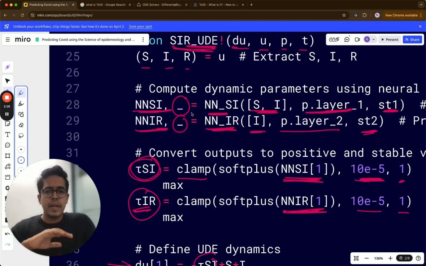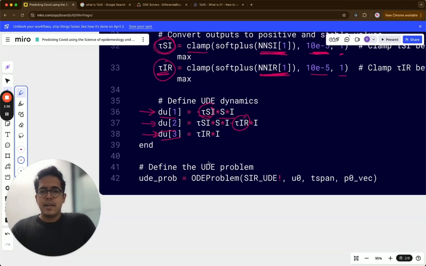It's basically to ignore the second value that is returned by this function. It's like a state variable, which you don't want. You just want the neural network output. Now, this is the end of the function.